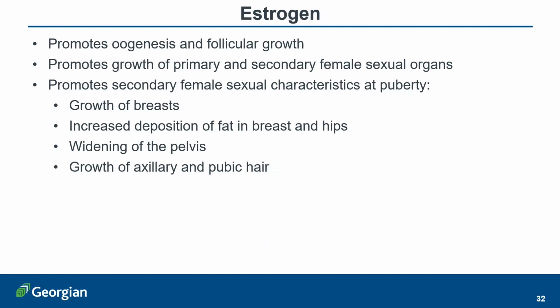Let's just get back to the effects of estrogen before we wrap up this chapter. So remember that estrogen promotes oogenesis and follicular growth during the ovarian cycle. It also promotes the growth of the ovary itself, that's a primary female sexual organ, as well as the secondary female sexual organs, including the uterus, the mammary glands, and so forth. Estrogen also promotes the development of secondary female sexual characteristics at puberty, including the growth and development of the breast, the increased deposition of fat in the breasts and the hips, the widening of the pelvis in anticipation of childbirth, and the growth of both axillary and pubic hair.